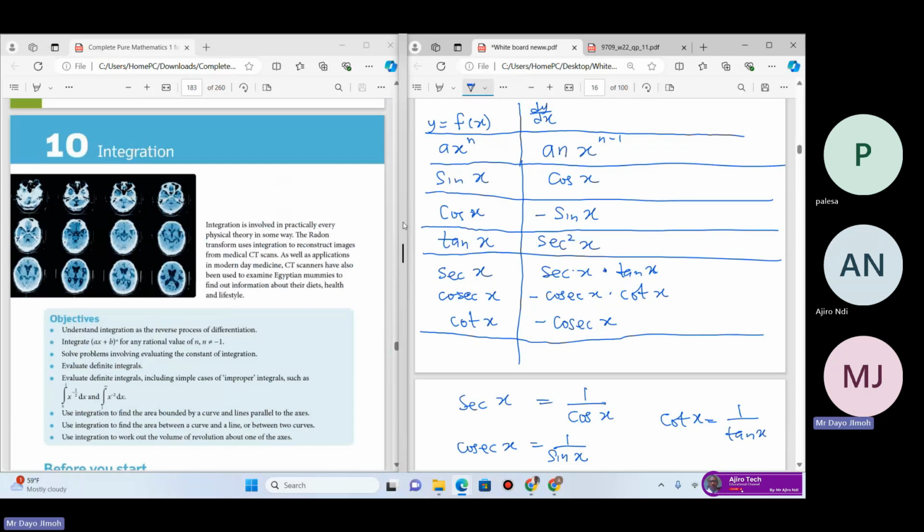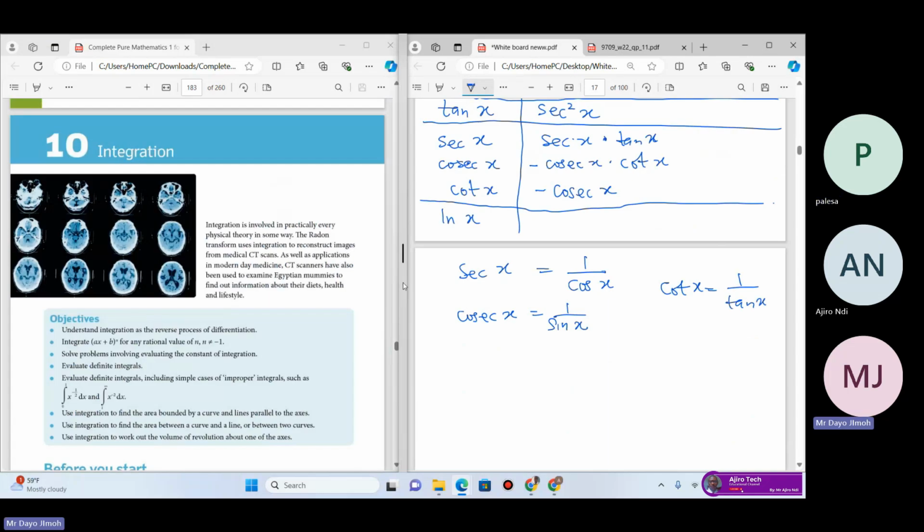if you have ln x, do you know what ln is? No, sir. Ln is log. Did you do logarithm in this AS? No, sir. Is logarithm supposed to be in yours? Okay, it's in A2. Logarithm is in A2. In that case, we will not need this for now, but let me just show you.